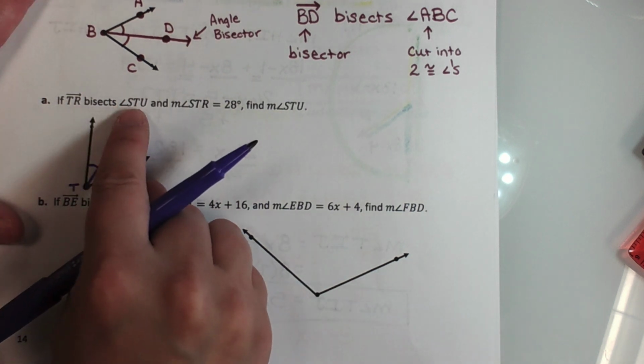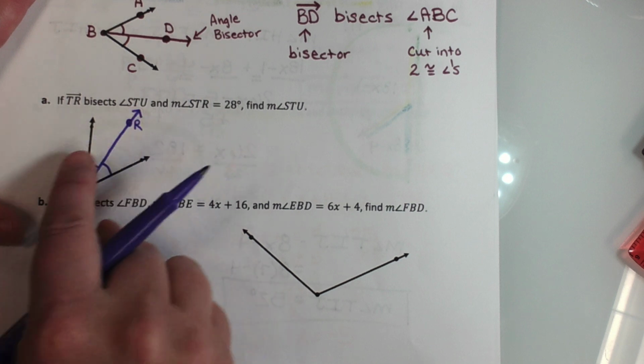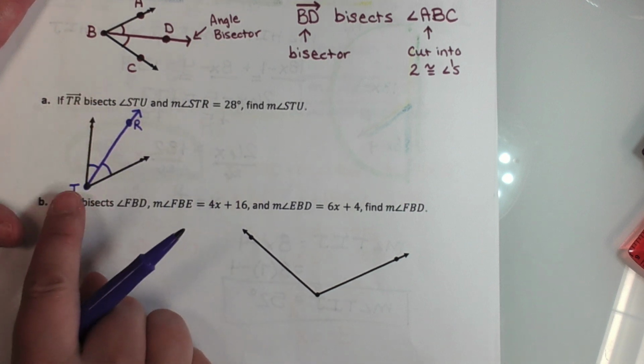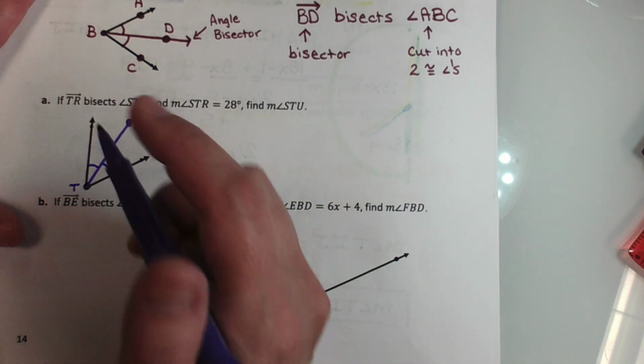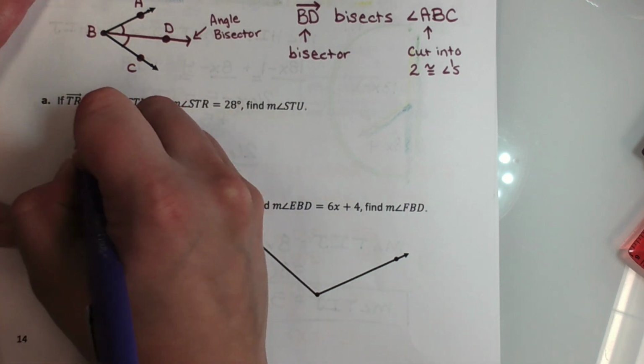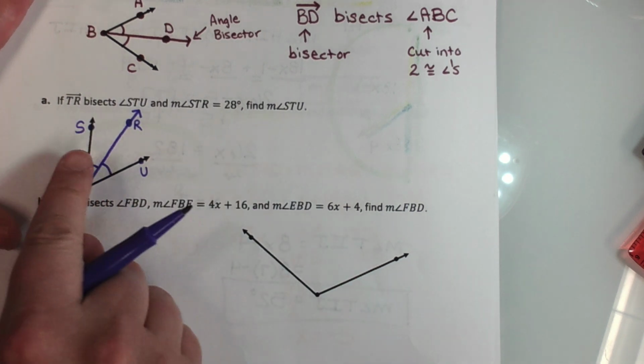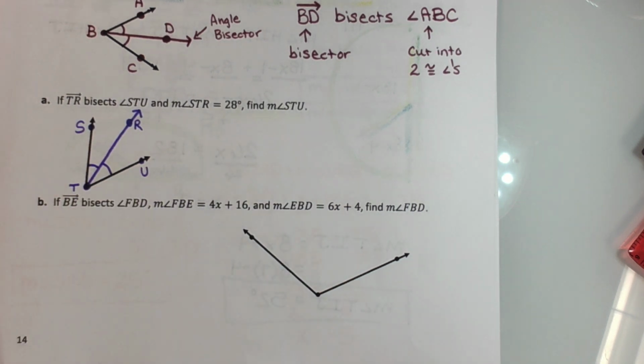Okay, it's angle STU that got bisected, which means this angle was angle STU. T is already on the vertex, which is good. On one of the rays, I'm going to have an S. On the other ray, I've got a U. And it's a little hard to tell, but there actually were dots there already.